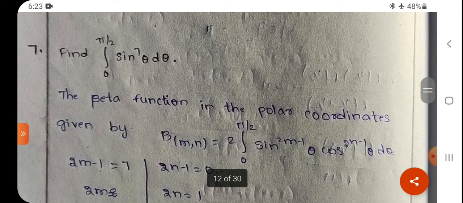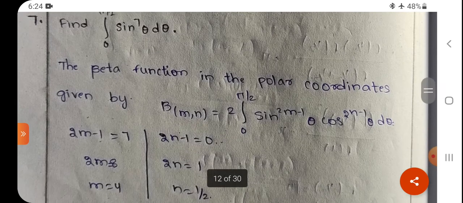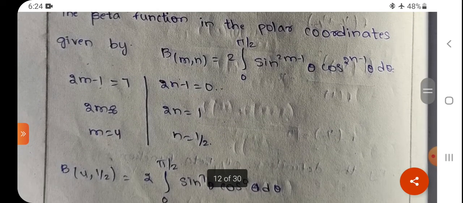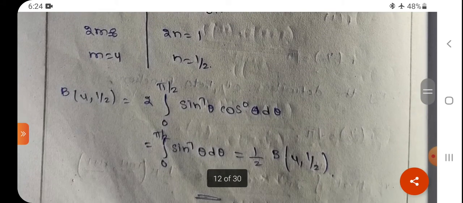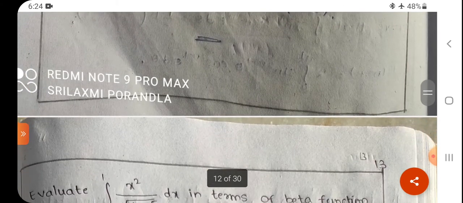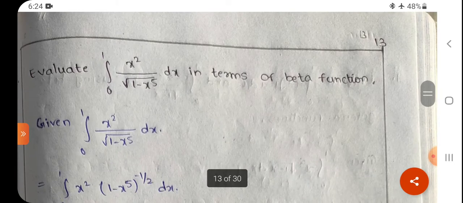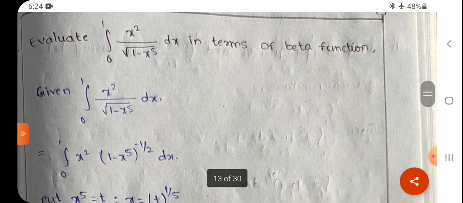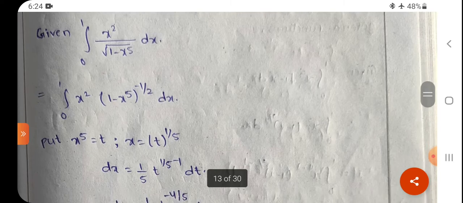Seventh one, integral sin power 7 of theta. It is also by applying polar coordinates, identify m and n and substitute in the formula. You will get in terms of beta function. If it is necessary, you can convert into gamma, otherwise you leave as it is. So integral is there in terms of beta function.